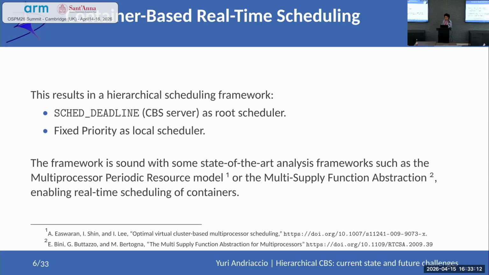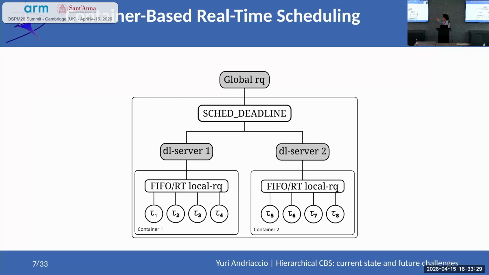This results in a hierarchical scheduling framework, in which you have a first level, which is sched deadline as a root scheduler, and then you have fixed priority. This is sound for many of the analyses. I put a couple of links here if you're interested. This is a graphical description, just for one CPU, but you can imagine that you have your global run queue, where you have two different deadline servers which manage two local run queues. Tasks in the first local run queue can only run when the first deadline server is picked for execution, and so it is for the second deadline server.